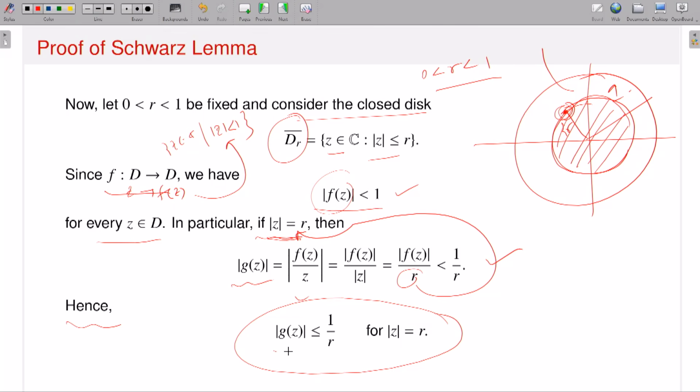That means modulus of g of z is less than or equal to 1 by r whenever mod z is equal to r. So for mod z equal to r, this is the kind of estimate I am having. I have a function g which is analytic on D. If I take D r closure and mod z is equal to r, then I conclude that modulus of g of z is less than or equal to 1 by r, as long as mod z is equal to r, because of this kind of estimate.